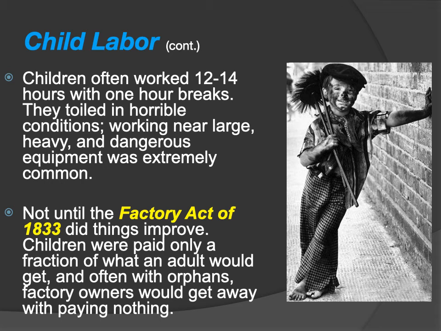Again, you could get a child to do those small tasks a lot cheaper than you could get an adult to do the same job. A lot of these kids in the factories were from orphanages, so it wasn't uncommon for factory owners to go to an orphanage, round up some children to take, and have them work in the factory.